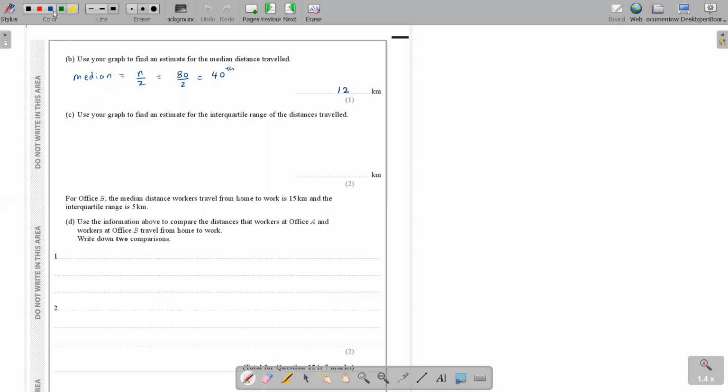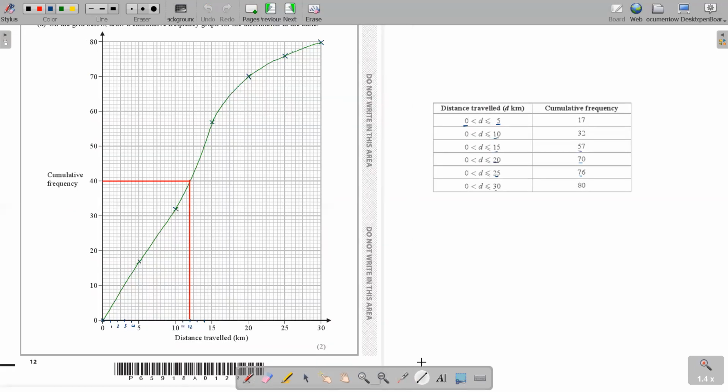The interquartile range is Q3 minus Q1. We need to get the third quartile and the first quartile. Third quartile is 3n over 4, so 3 times 80 divided by 4. This gives me 3 times 20, that's 60, the 60th position. Let's get the 60th position from our graph. I get a figure something around 16.